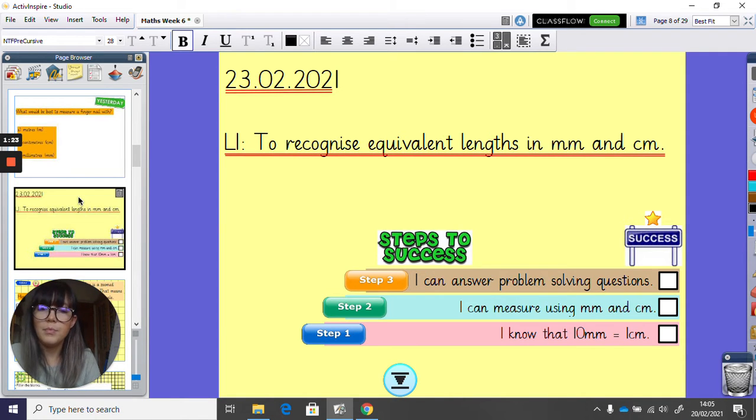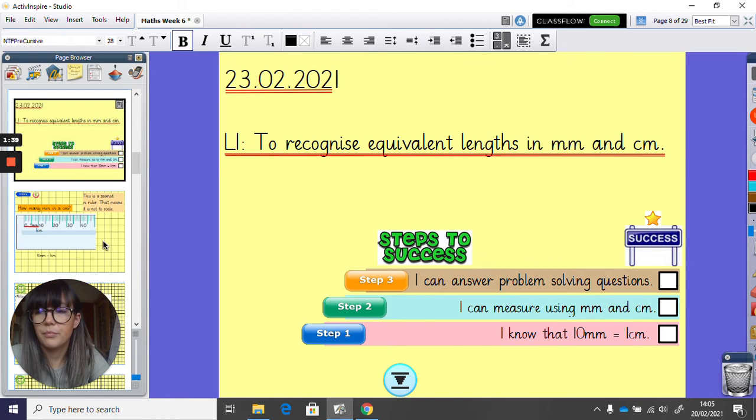So step 1, I know that 10 millimetres equals 1 centimetre. Step 2, I can measure using millimetres and centimetres. And step 3, I can answer problem solving questions. You can pause the video here and write the LI if you like. If not, let's move on.